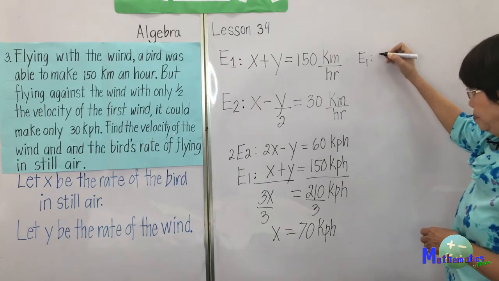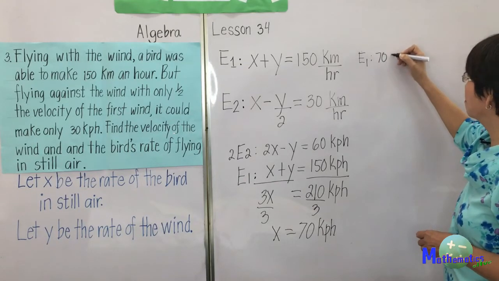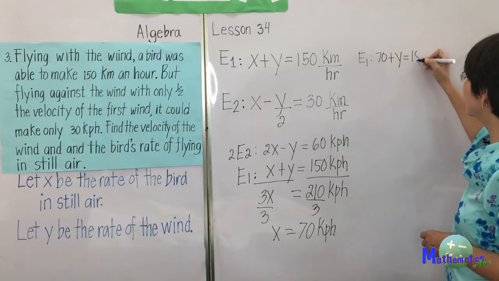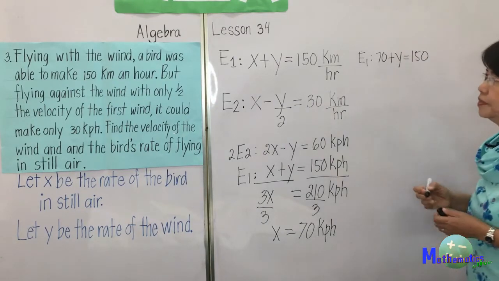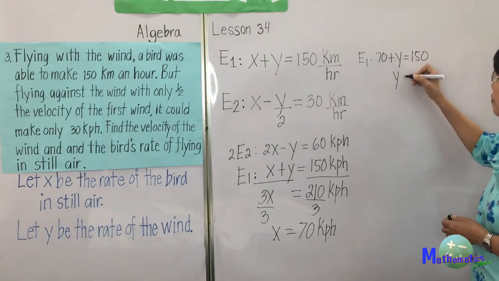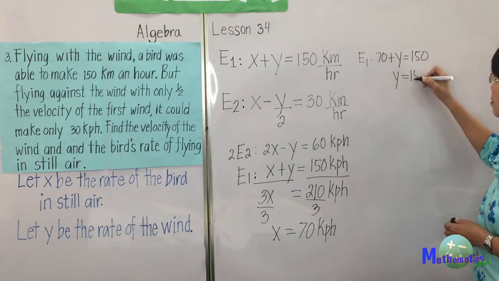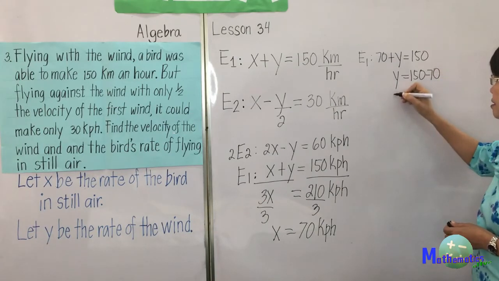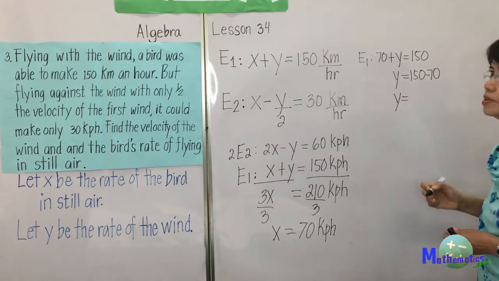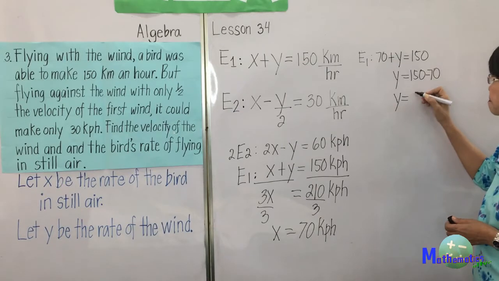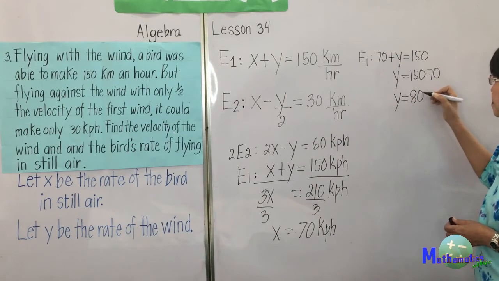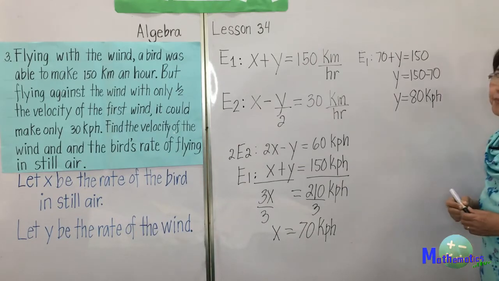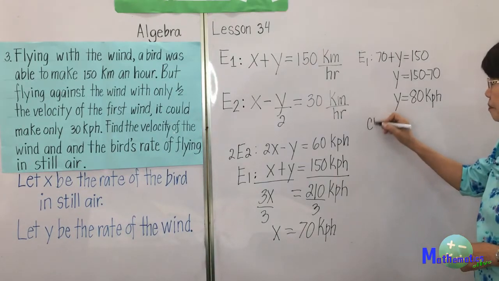And substituting the value of x to equation 1, we have 70 plus y equals 150. And then solving for y, we have 150 minus 70. So y is equal to 80 kilometers per hour.